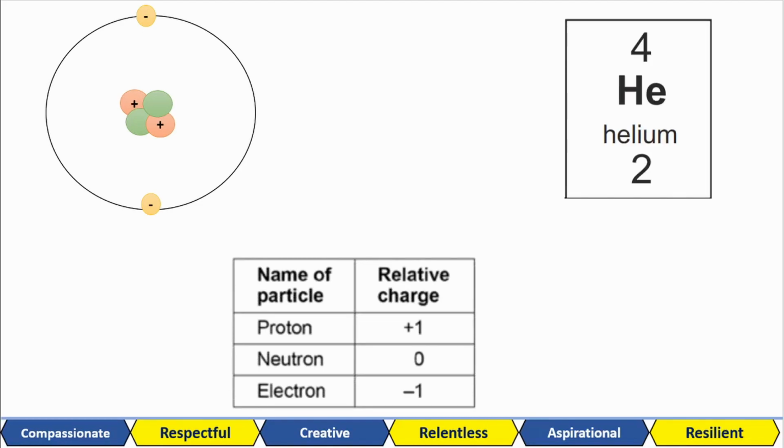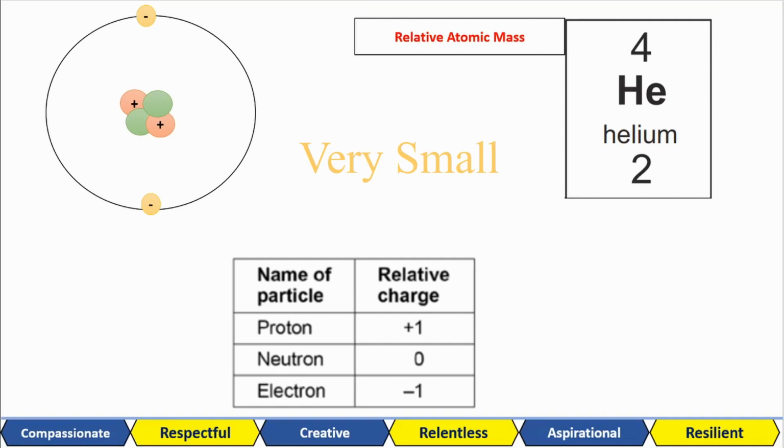This is what the entry for helium looks like on the periodic table. The top number is the RAM, aka the relative atomic mass. This whole atom has a RAM of 4, a relative atomic mass of 4. That's because the mass of electrons is very small. And so each particle in the nucleus contributes a mass of 1 for the atom.